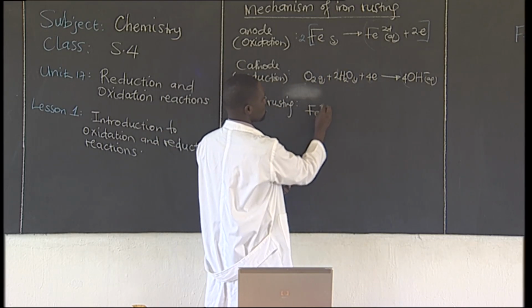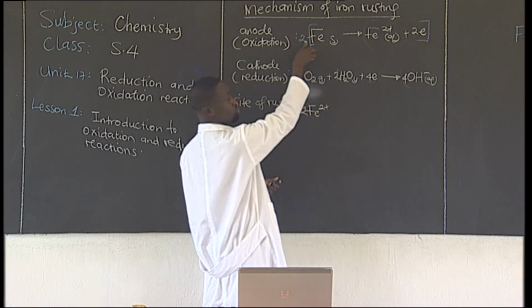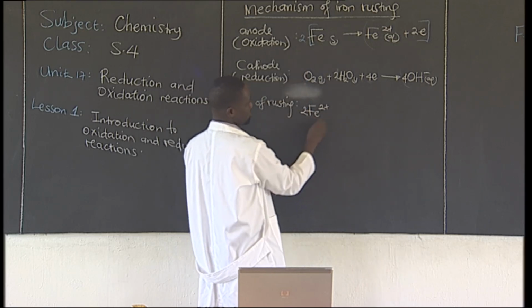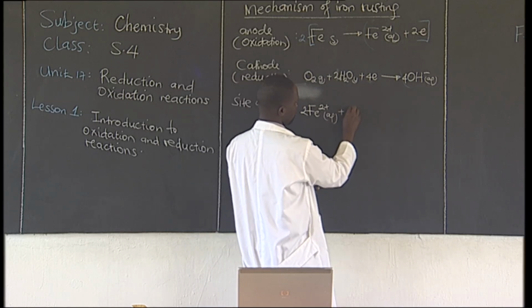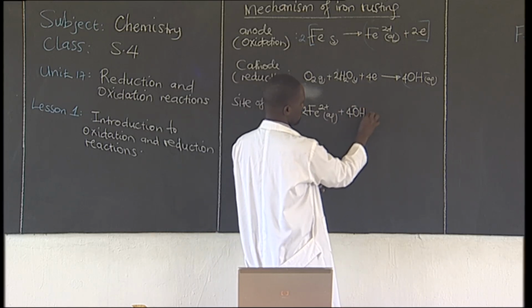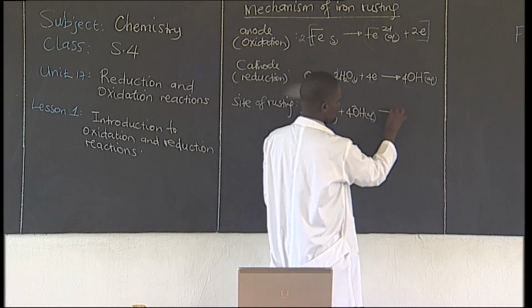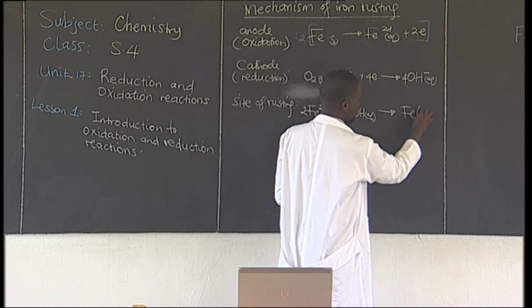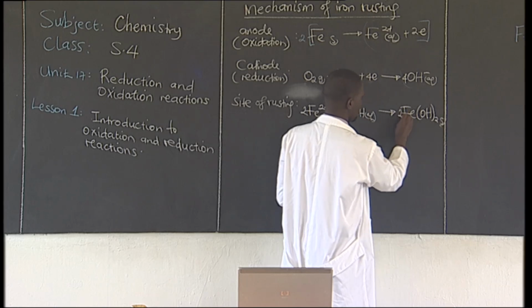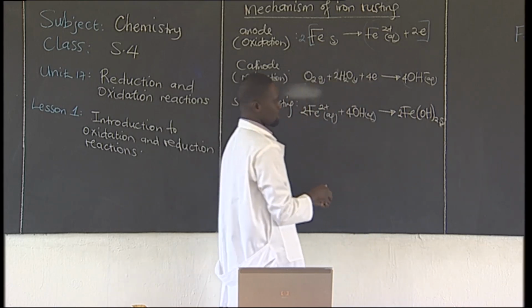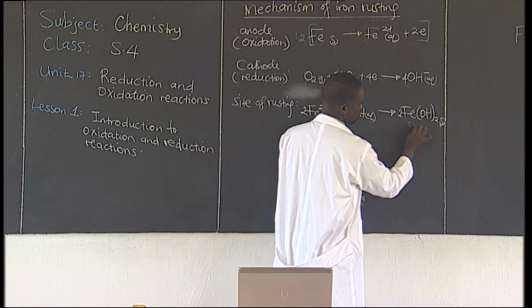We have iron 2 plus, remember there are 2 ions, which will combine with 4OH- to form iron 2 hydroxide. Now this is the salt that is formed first. This is a precipitate, or we call it a salt.